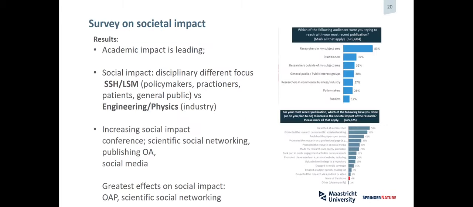Now, to dive a bit into the main results of the survey, the most intriguing, of course, is that academic impact is still leading. 83% of the researchers said that that was still their main drive to publish, to engage their colleagues in the field. But when talking about societal impact, you see that there are different stakeholders outside academia per discipline, and researchers acknowledge various ways to increase societal impact. And in the end, at the bottom, you see also that the researchers see open access publishing and social networking as the most effective ways to increase the impact of research.